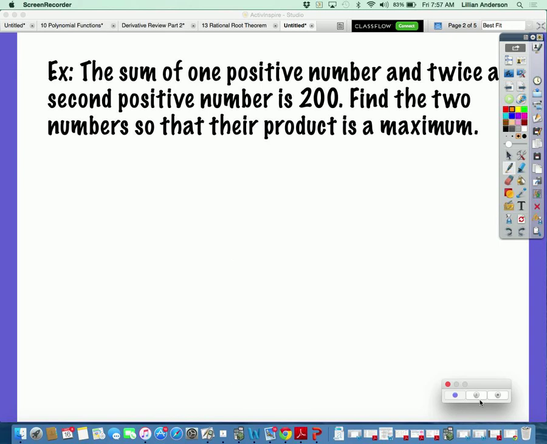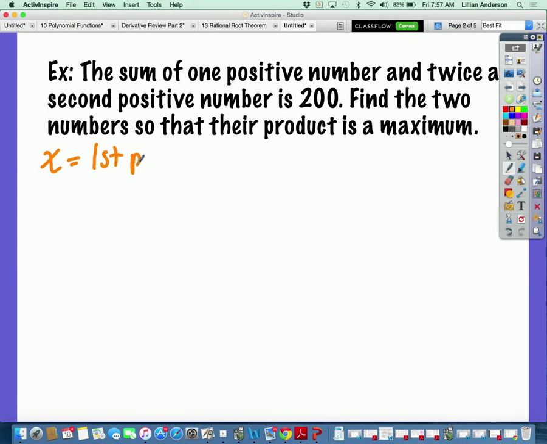We already know that we're looking for two numbers, so we're going to make x represent the first positive number and y represent the second positive number. I only have two variables here because I'm looking for two numbers. Step 2 says to write an equation to be optimized. I'm trying to figure out what the two numbers are so that their product is a maximum.